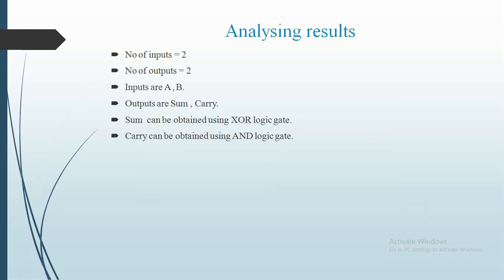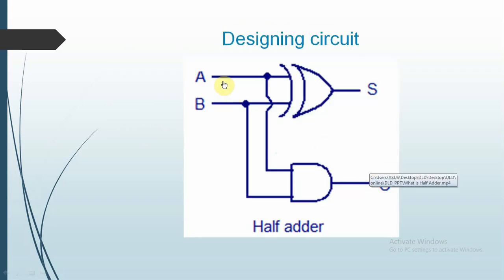In analyzing the results, there are two inputs and two outputs, that is sum and carry. The sum can be obtained by using an XOR gate, as we already saw, and carry only one will be generated, hence we have A B, meaning an AND logic gate. Using that you have to prepare the logic diagram. Here A XOR B is the sum, and A AND B is the carry.